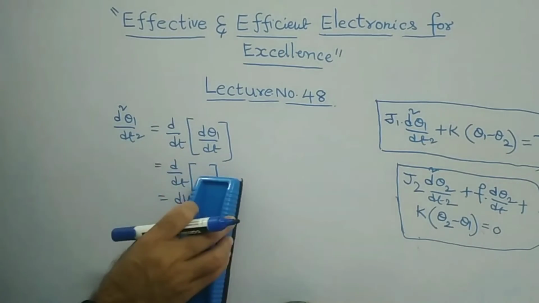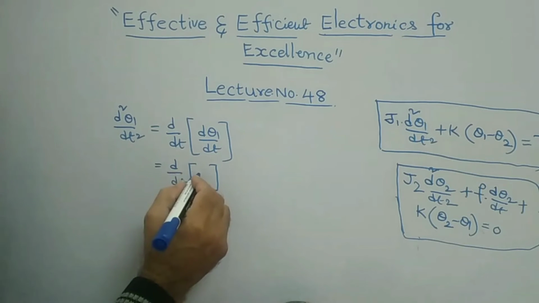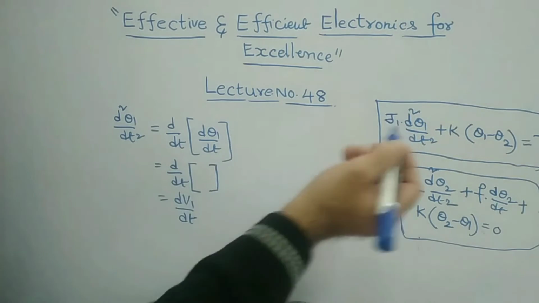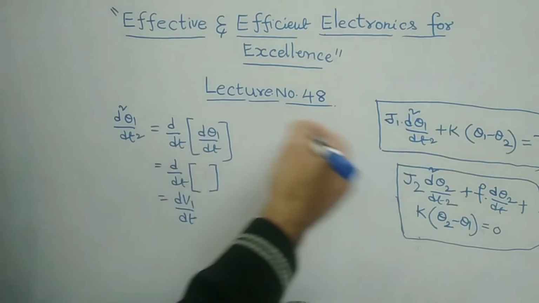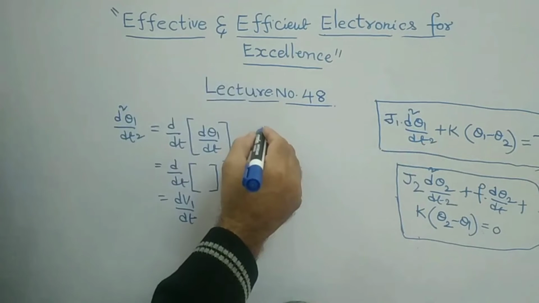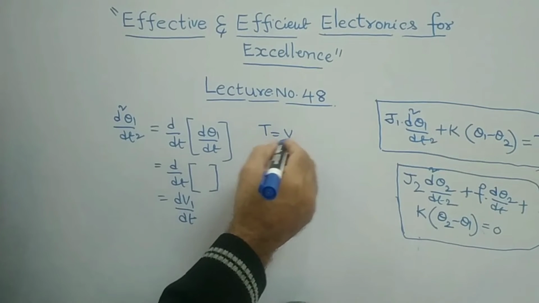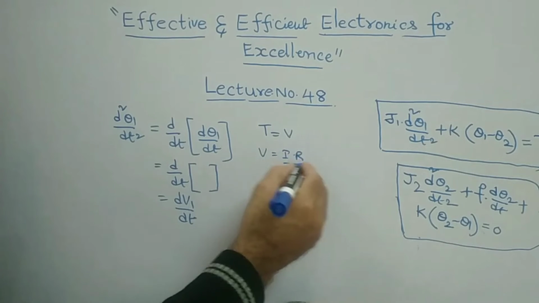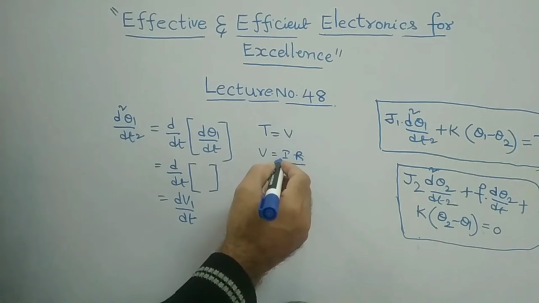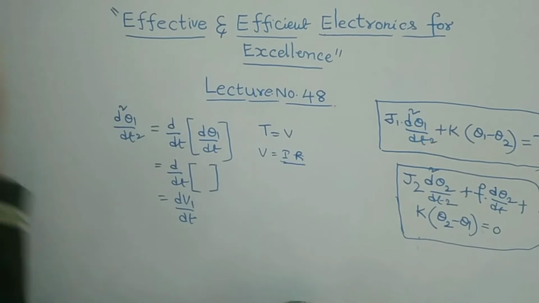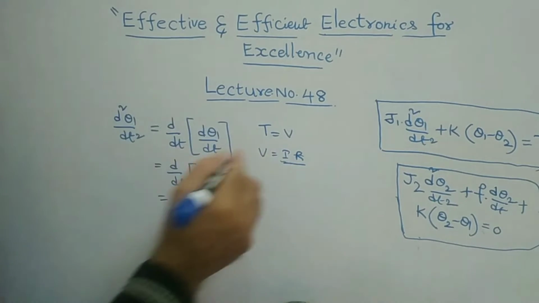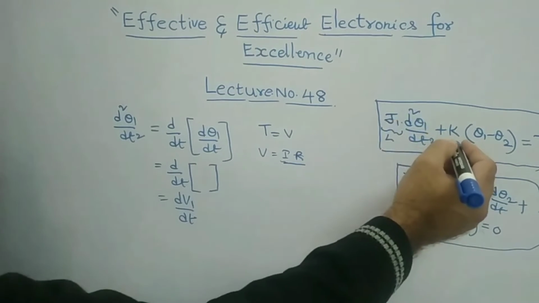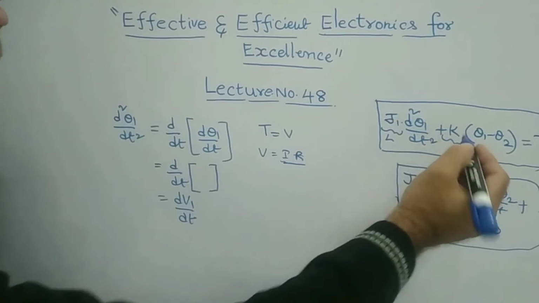So it is di1, because L is there actually. Finally you are converting J1 as L, no? So it is torque to voltage basically. Torque to voltage means V is equal to again IR form, that we must remember. I into R means we must know the voltage across each element. So your J1 becomes L inductance, and your K becomes capacitance.